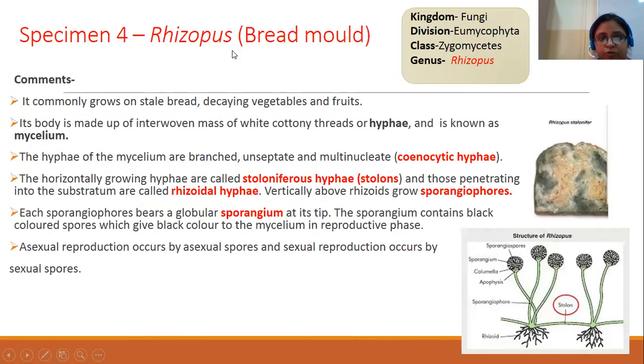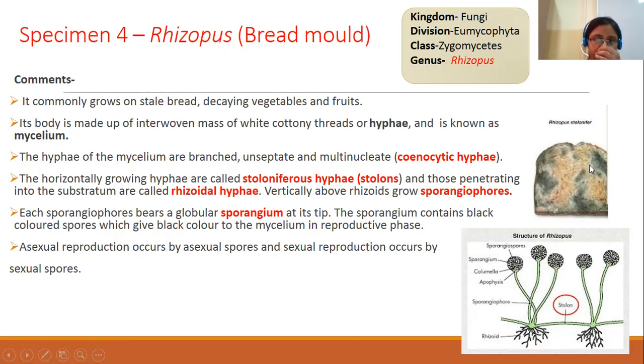Now the next is Rhizopus. Next specimen 4 is Rhizopus, that is a bread mold. The kingdom is Fungi, division is Eumycophyta, class is Zygomycetes, and genus is Rhizopus. Fine. You must have noticed that sometimes your bread becomes like this. Your bread becomes stale, stinky like this. What is this green or white cottony substance? This is all the Rhizopus. That's why it is also called a bread mold.